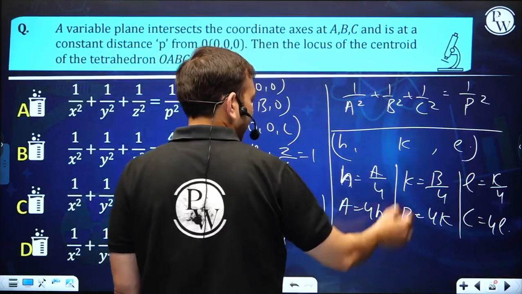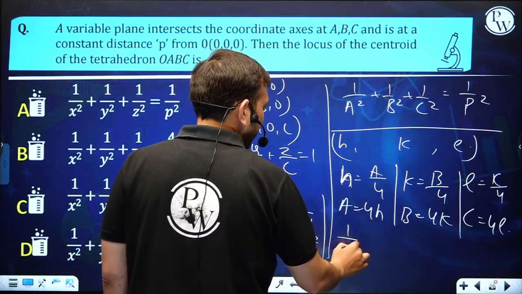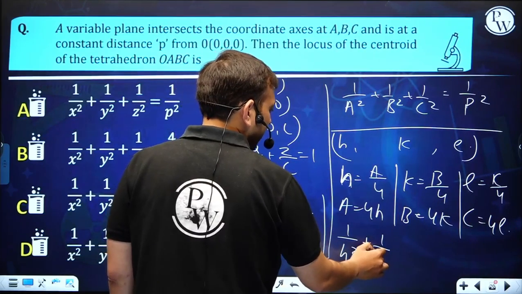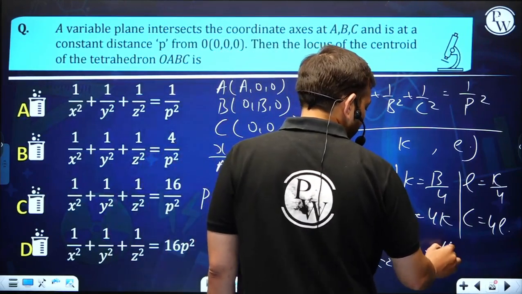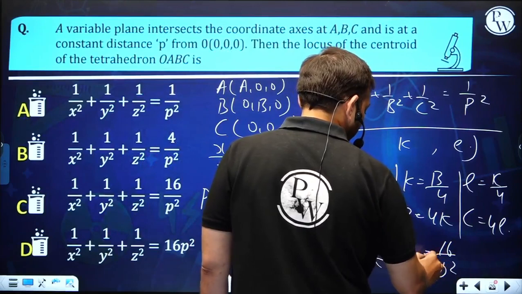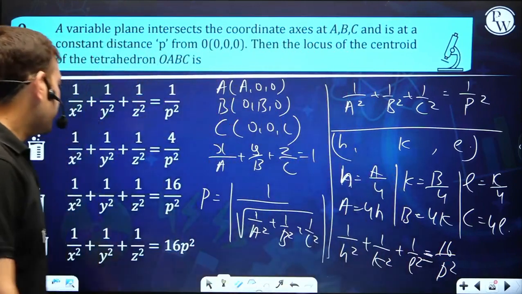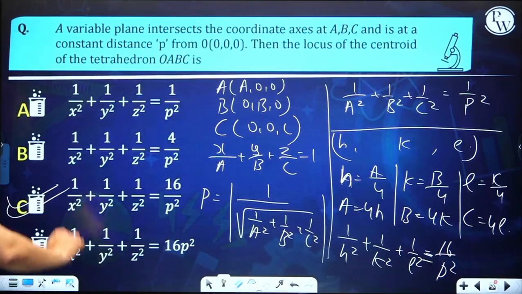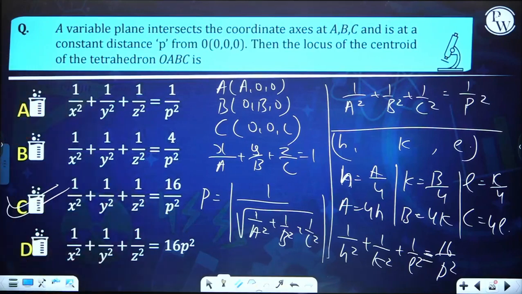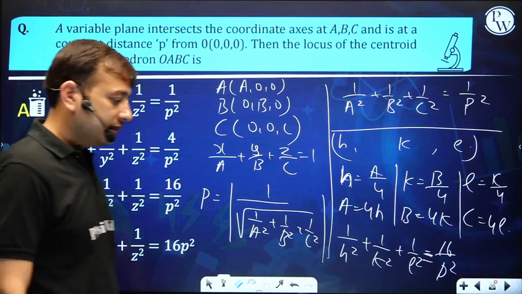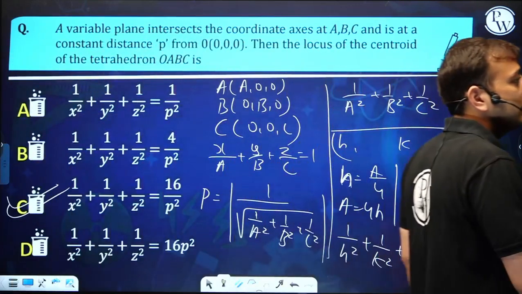Now substitute here. So you will get 1/h² + 1/k² + 1/l² = 16/p². Now replace h, k and l by x, y, z. So it is option C, like this. Okay. Clear? Understood.